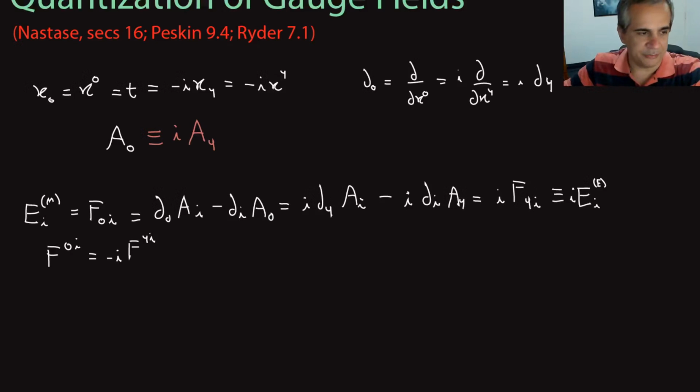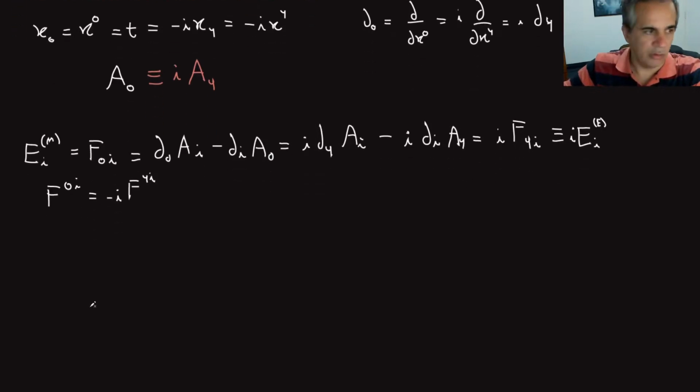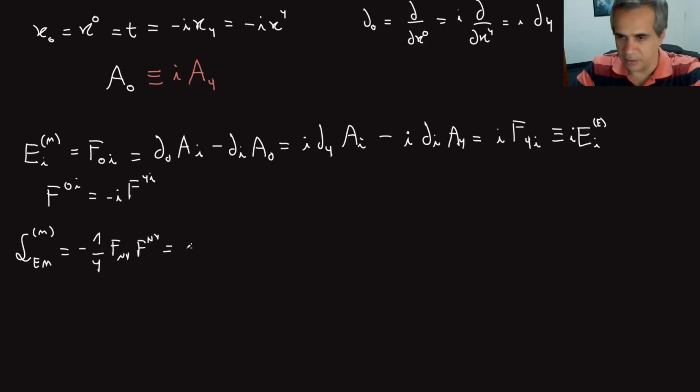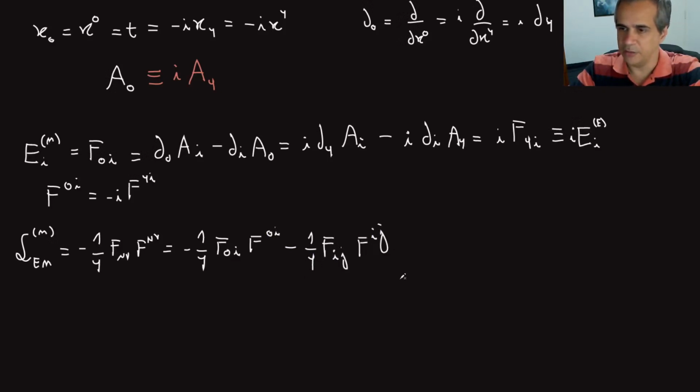Now, for the Lagrangian, what I have is the Lagrangian in Minkowski is given by minus 1 over 4 F mu nu F mu nu, right? Let me write this in terms of the components, F0i F0i, minus 1/4 of Fij Fij, right?